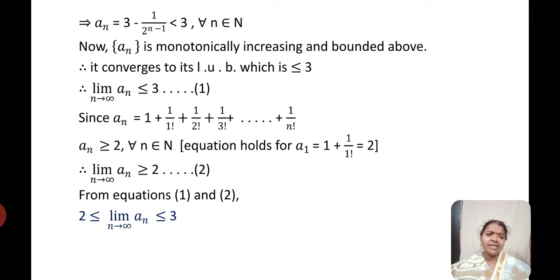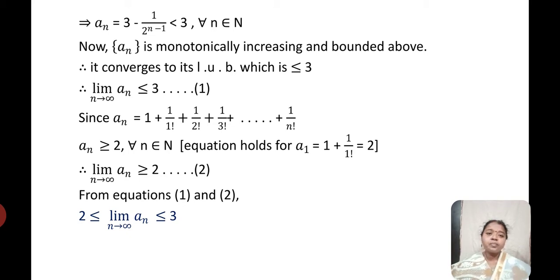This is definitely less than 3. We know an is monotonically increasing and bounded above. Therefore, it is convergent to its least upper bound, which is less than or equal to 3. Therefore, limit n tends to infinity an is less than or equal to 3.